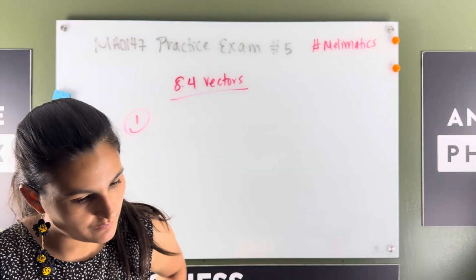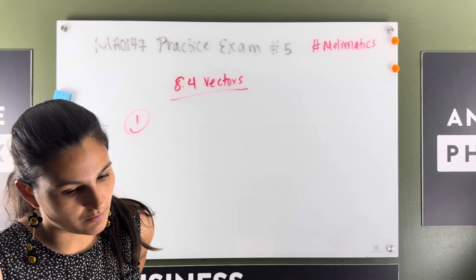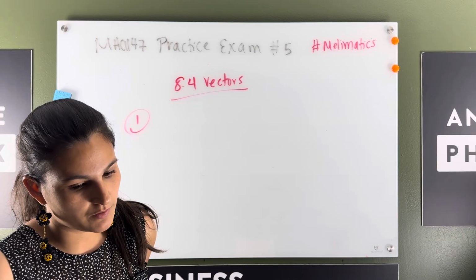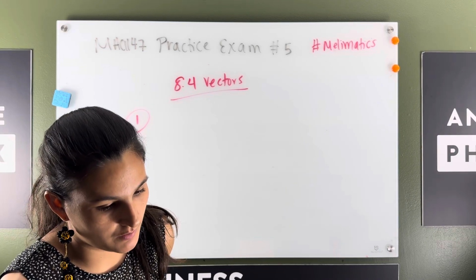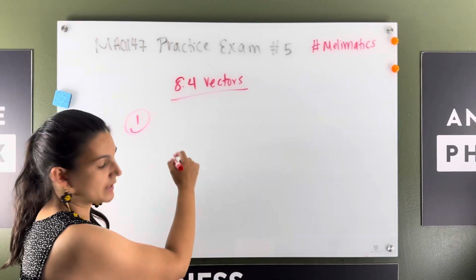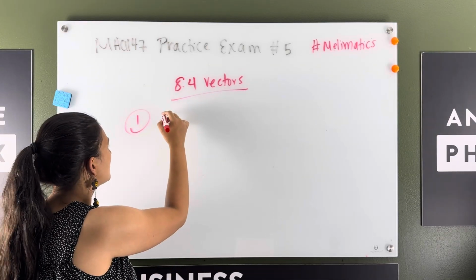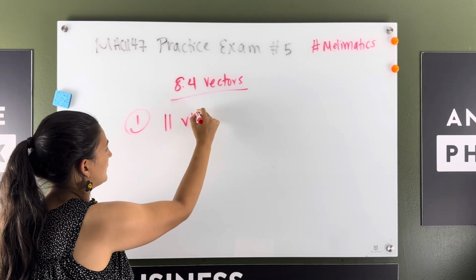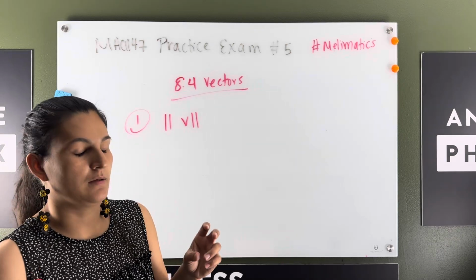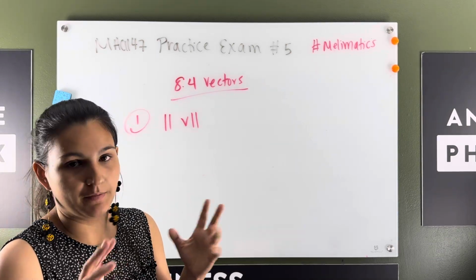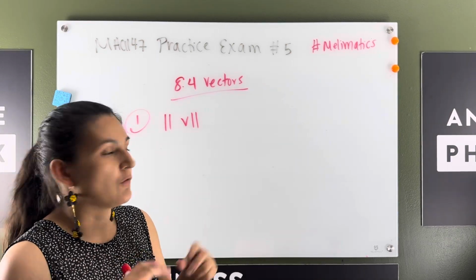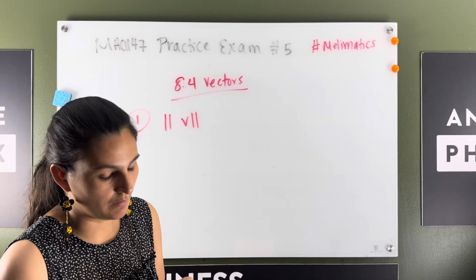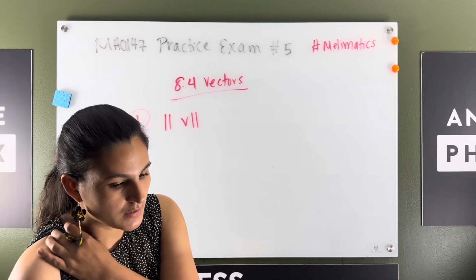Okay, number 1. Number 1 says vector v extends from 0, 0 to 3, 4. Vector w, negative 2, 3 to negative 5, negative 1. Find the magnitude. So we talked about it in class when they gave us 2 ordered pairs, and you need to find the magnitude or the distance, the length, the force, right? Whatever the context is behind it.